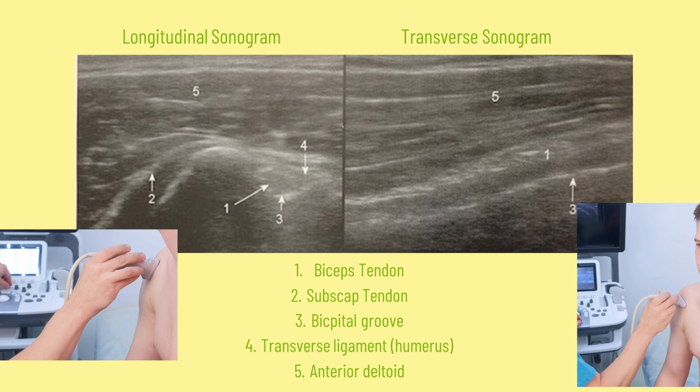And then we have number 4, which is the transverse ligament of the humerus. Again, the ligament is going to be hyperechoic. Those tendons are going to be hyperechoic as well. And the muscles are going to be those hypoechoic with the striations. And then we take a look at the image on the right, and this is a transverse sonogram taken in the same exact place as the longitudinal. We're looking at the transverse sonogram, and transverse we know is across.